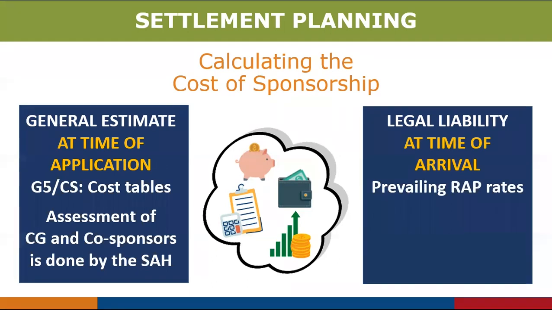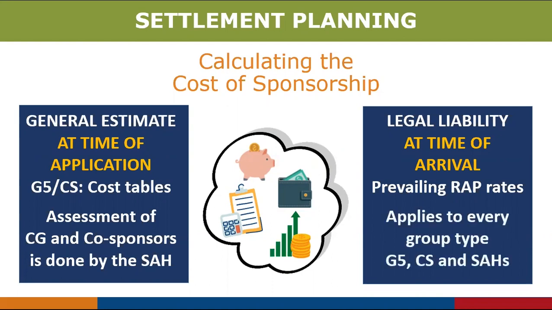At the time of arrival, sponsoring groups are required to use the prevailing RAP rates. So prevailing means the current RAP rates for calculating their legal liability amounts. And this applies to every group type, whether you're a group of 5, community sponsor, or a sponsorship agreement holder, or one of their CGs. You all have to use the prevailing RAP rates at the time of arrival. You no longer refer to what you had calculated at the time of application if you are a group of 5 or community sponsor. You now have to do a recalculation using the RAP rates.